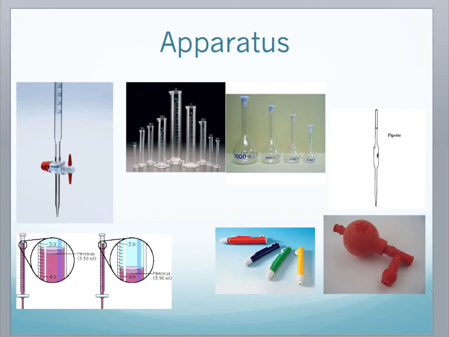So let's first look at the pipette, which is shown here. When you're using the pipette, you must first wash it out with a little of the solution which you will be putting into it, and usually you then pipette 25 centimeters cubed into a conical flask. Make sure that there are no air bubbles in the stem of the pipette. Usually it's better to fill it up slightly more than the mark, and then let some of the solution run out so that you don't have any air bubbles at the bottom.